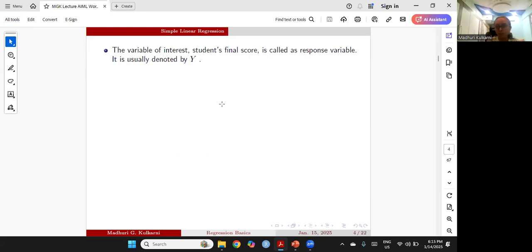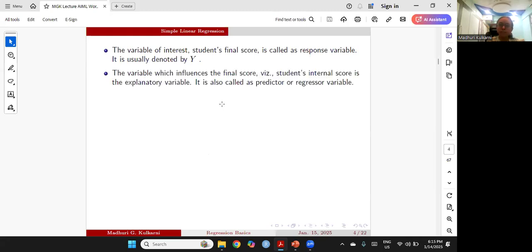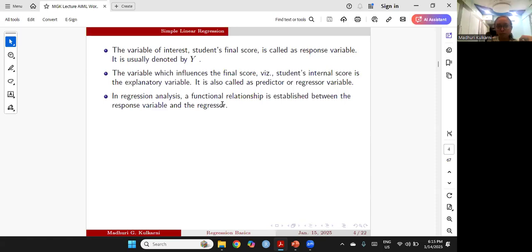So here I have listed what I have said so far. The variable of interest, that is the student's final score, is the response variable. This is called the response variable. It is usually denoted by the letter Y. Then the variable which influences the final score, that is the student's internal score, is the explanatory variable, because it is explaining Y. It is helping in understanding the variable Y. And so it is also called the predictor or regressor variable.